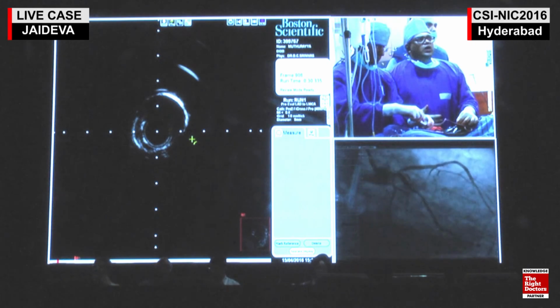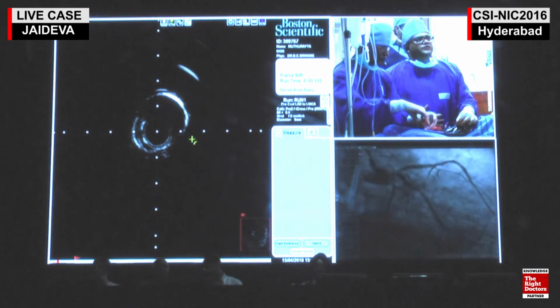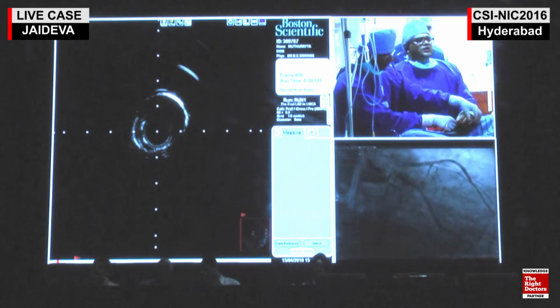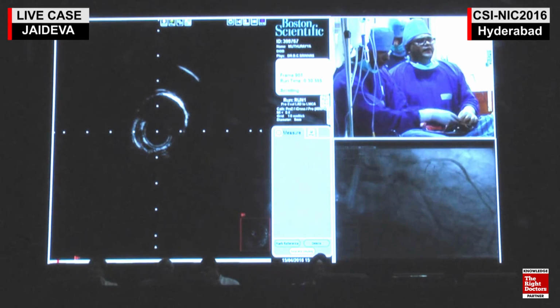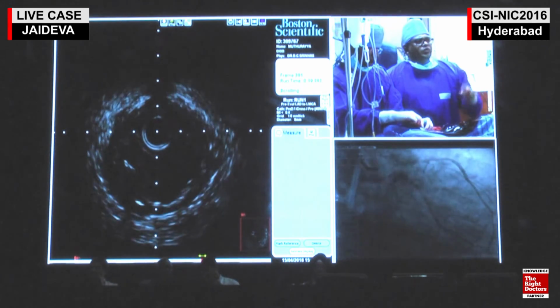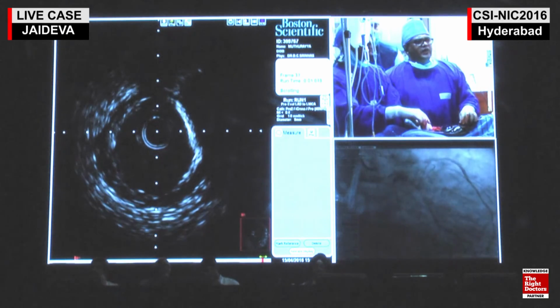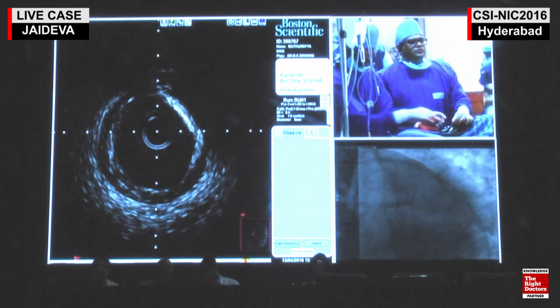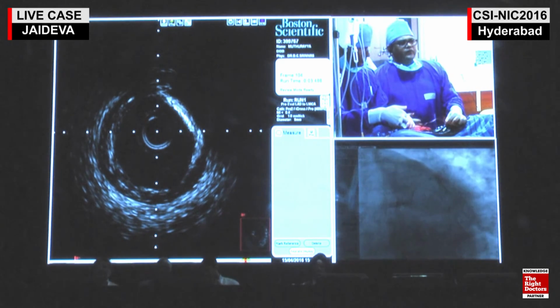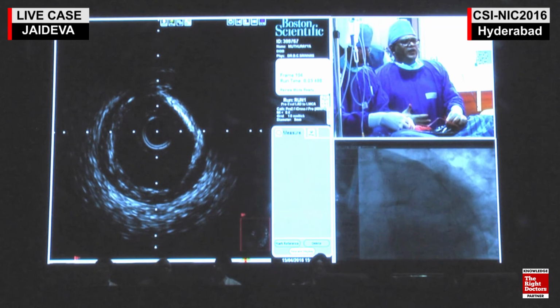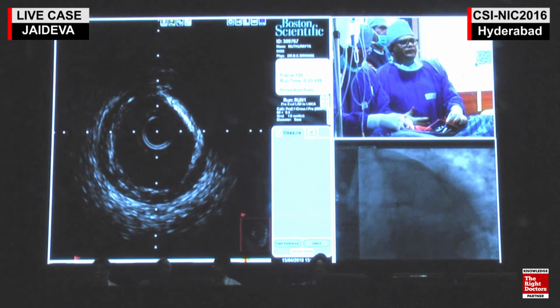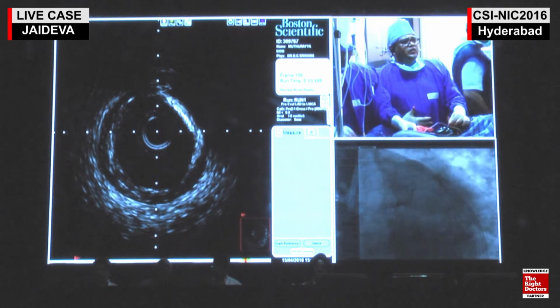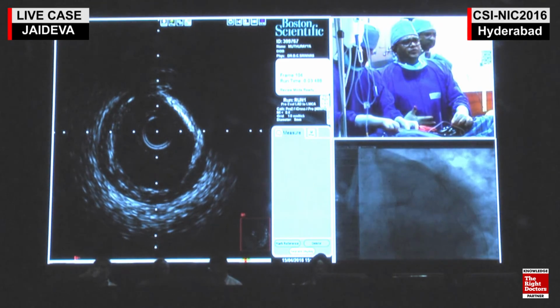Okay, so depending on the IVUS finding, we have taken the EBU 3.5 7F guide, wired both the LAD and ramus, and then we were waiting for you to come live. In between, the patient had a slow flow and rather no flow across the left coronary system. He deteriorated hemodynamically, so we started inotropic support. Next view, please.